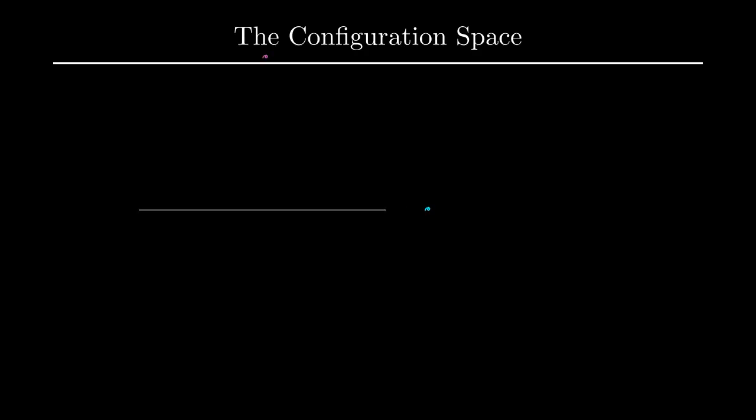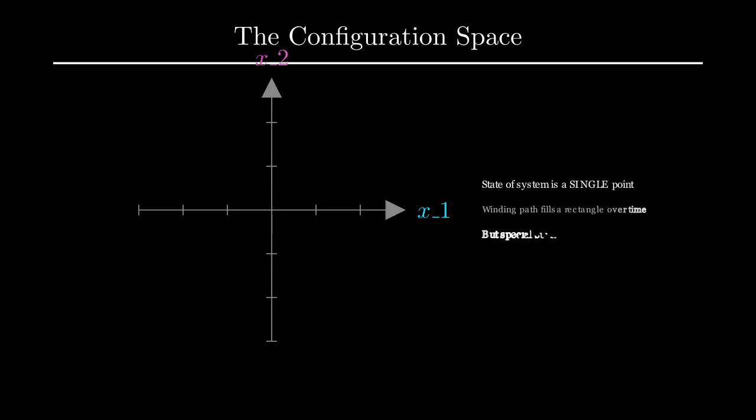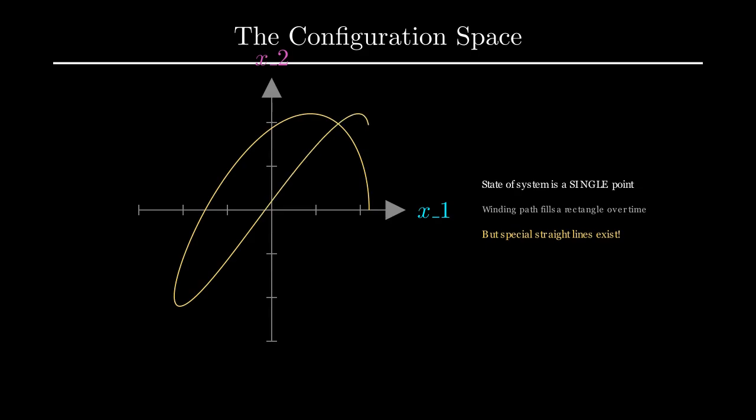Let us visualize the configuration space. Instead of watching two masses move on a line, imagine a single point moving on a two-dimensional plane where the horizontal axis is x1 and the vertical axis is x2. Every possible state of the two-mass system is a single point on this graph. As the masses oscillate, this point traces out a complex winding path. For most initial conditions, this path fills a rectangular area over time.